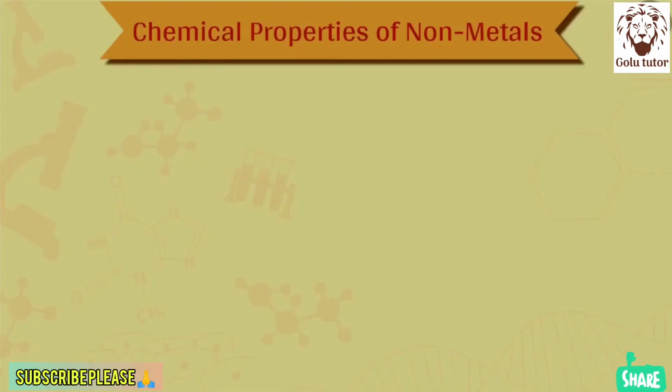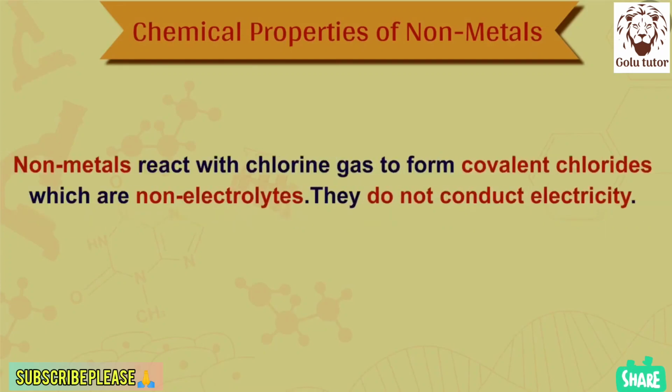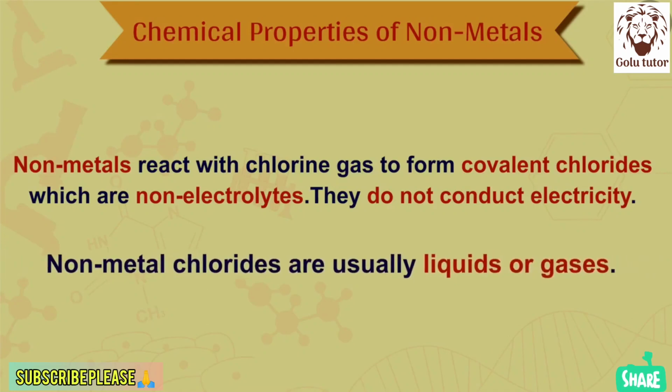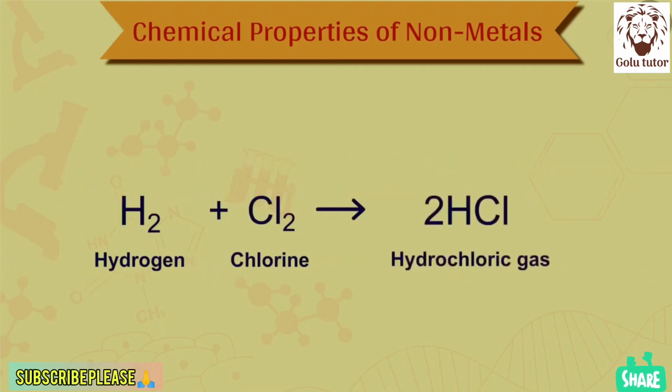The next reaction that we are going to study is the reaction of nonmetals with chlorine. Nonmetals react with chlorine gas to form covalent chlorides, which are non-electrolytes. They do not conduct electricity. Nonmetal chlorides are usually liquids or gases. Let us take an example. Hydrogen reacts with chlorine to form hydrogen chloride gas.